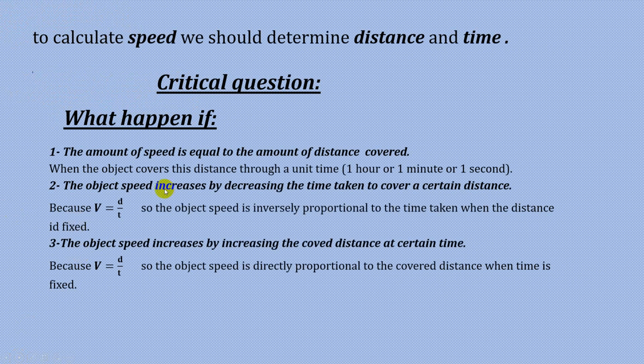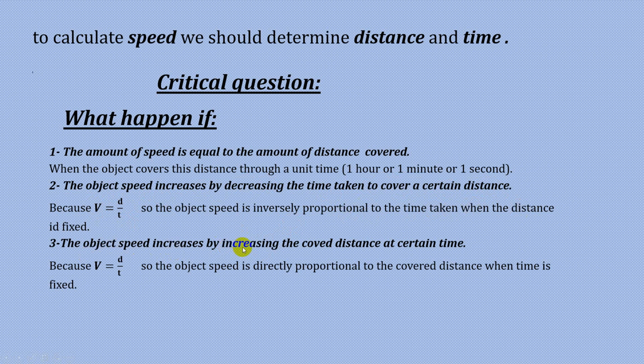Okay, number 2. The object speed increases by decreasing the time taken to cover a certain distance. It means what? It means when the speed increases, time decreases. This is called inversely proportional. It means V equals D over T. So V is inversely proportional to T and directly proportional to D. What's the meaning of inversely proportional? It means when speed increases, the time decreases. So according to the law V equals D over T, the object speed increases by decreasing the time taken to cover a certain distance. Why? Because the speed is inversely proportional to the time taken when the distance is fixed.